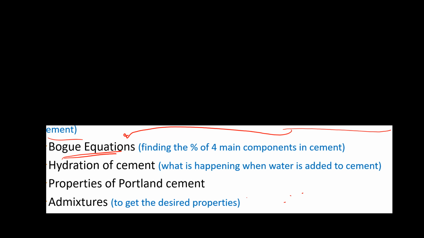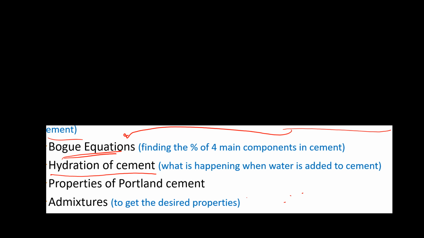And also you need to know the hydration of cement. That means what is happening when you add water to cement. So there are a few reactions happening. It is an exothermic reaction. That means it is generating heat. And we need to know how the strength is gaining with time. And also we need to know how much heat is produced, mainly. There are other things as well. So you have a question on that as well.